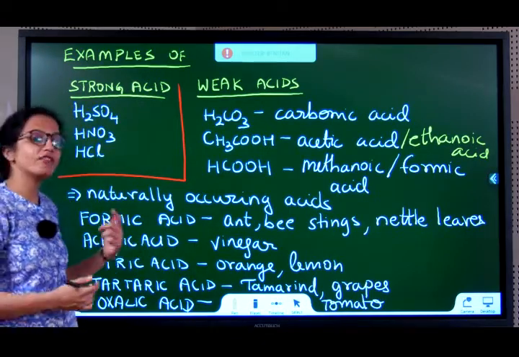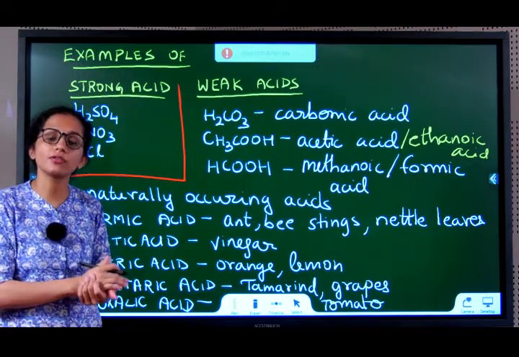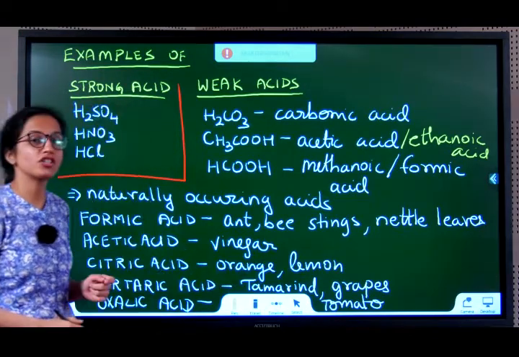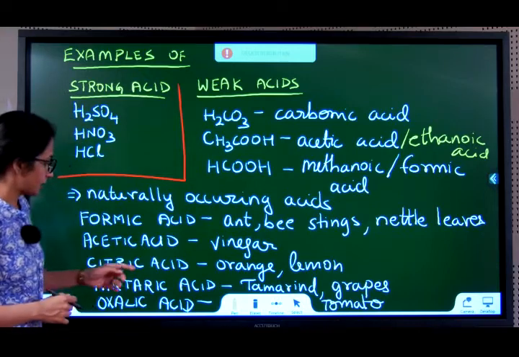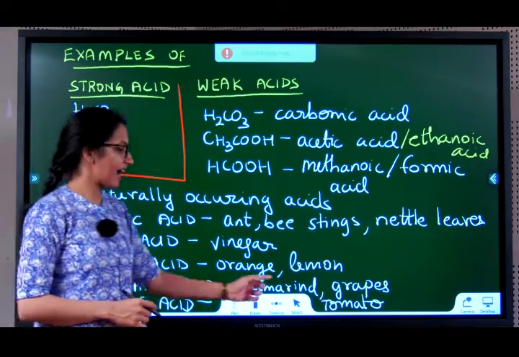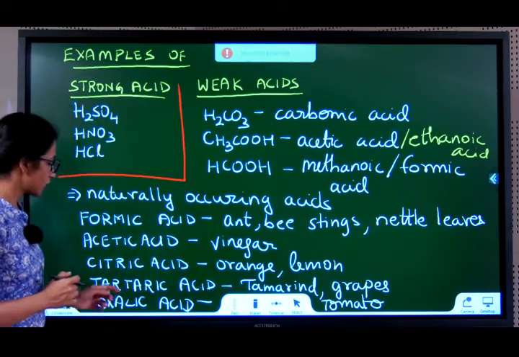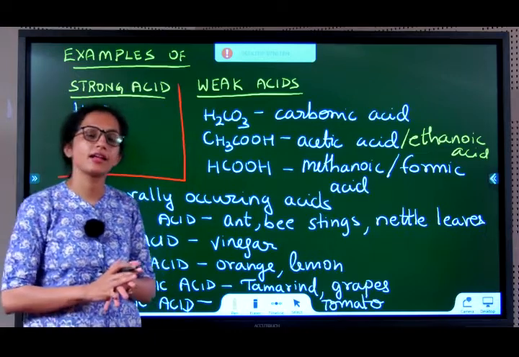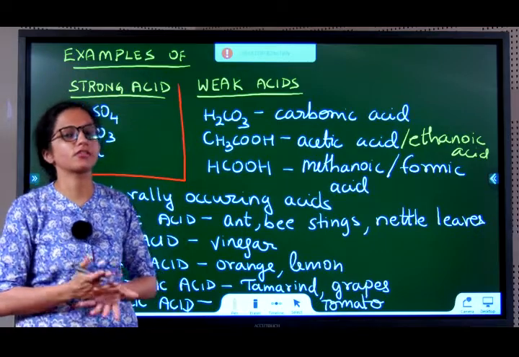Acetic acid, where do we find acetic acid in our day-to-day lives? Vinegar, the vinegar you use while doing Chinese cooking, acetic acid. Oranges and lemons have citric acid in them. Tartaric acid, tamarind, grapes, they have tartaric acid in them. Tomato has oxalic acid in it. These are the most common acids that we come across. You need to know them.